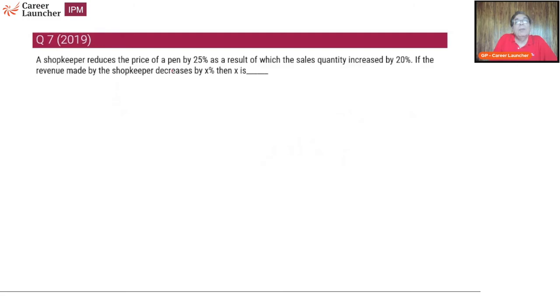Question 7: a shopkeeper reduces the price of a pen by 25%. As a result, the sales quantity increased by 20%. The revenue made by the shopkeeper decreased by X%. What is X? Okay. Percentages, again, class 9, 10.